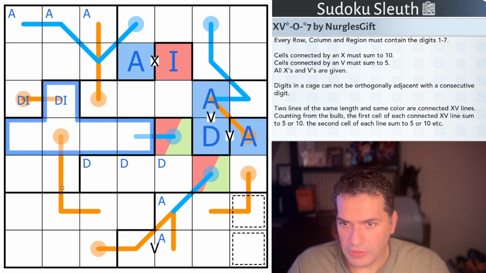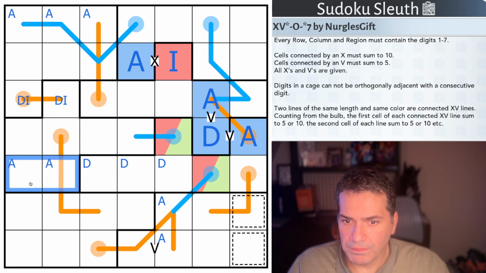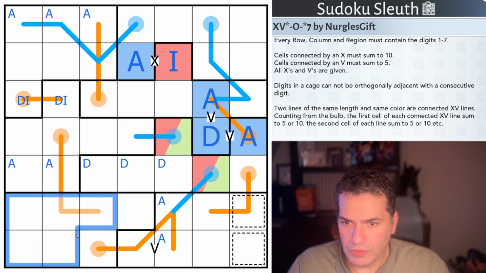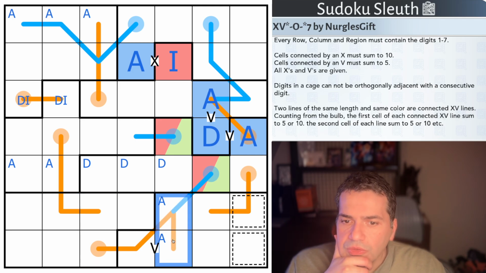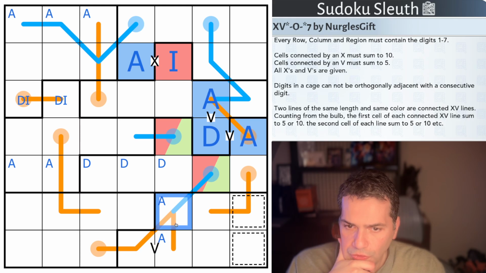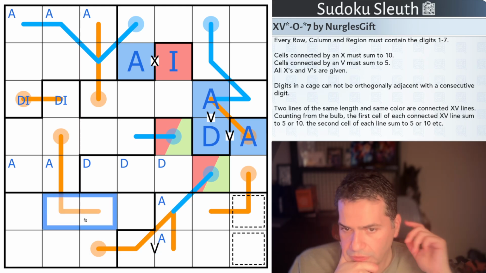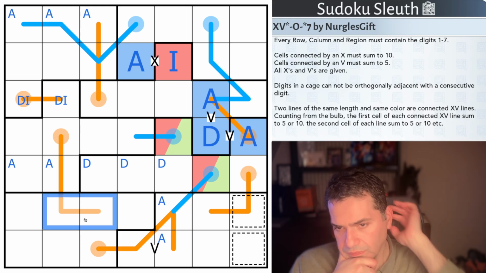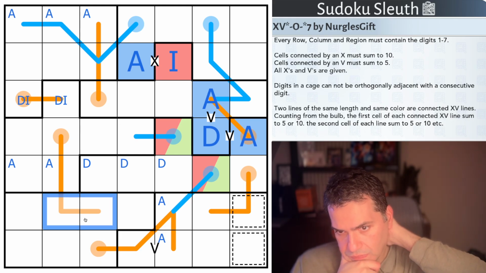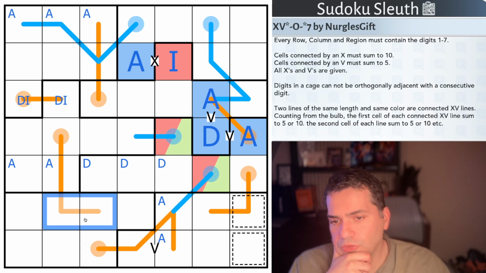Well, this is no A's. There is an A. And then essentially it's one of these 6 digits, which is just too many. Interesting. We can maybe try and start whittling this down a bit. So on this 4-cell XV line, there's a definite A in here, meaning one of these is D or I. And there is no X or V.